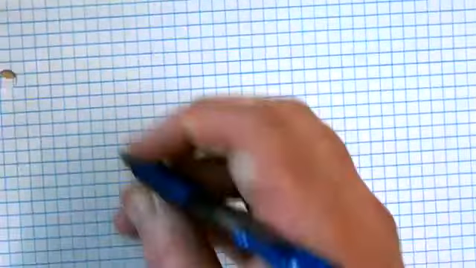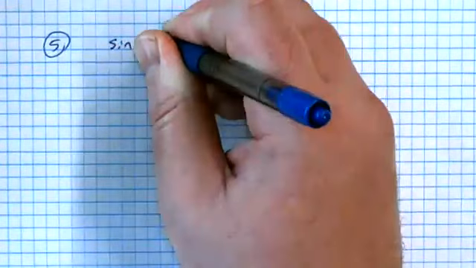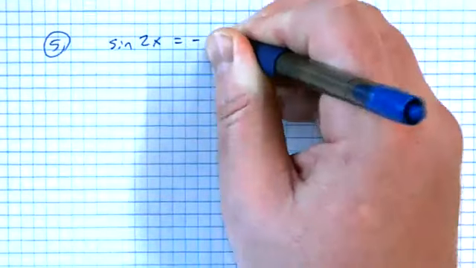All right, let's look at number 5. Let's look at 5 and then, yeah. So sine 2x equals -1/2.